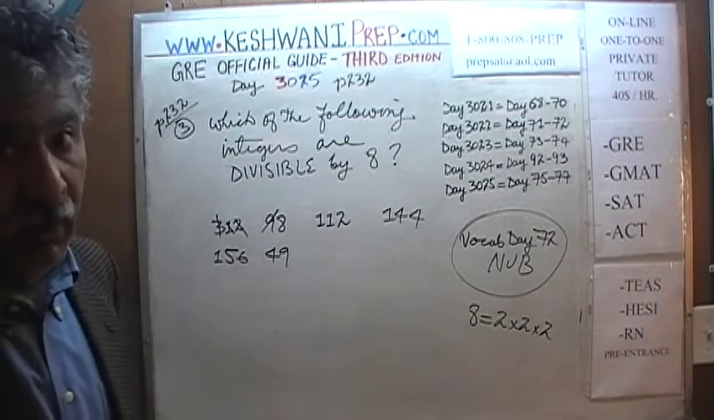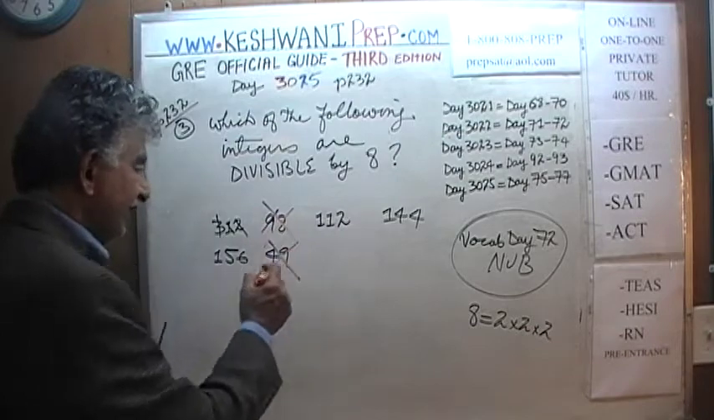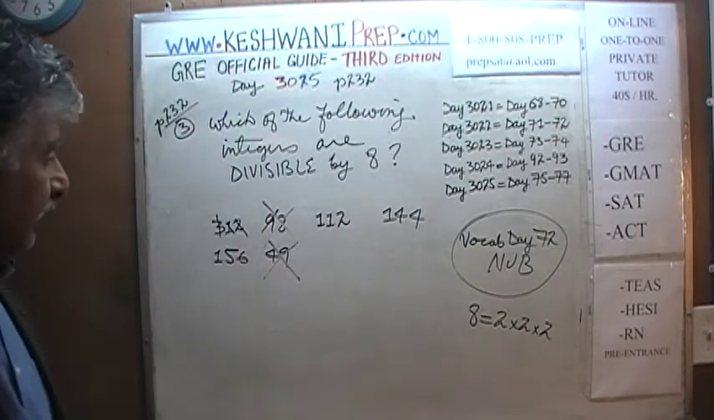It's not going to make it through the second round. It made it through the first round, it was divisible by 2, but it's not going to make it through the second round. 98 is not divisible by 8. There we go. We already knocked out 1 in the second round.